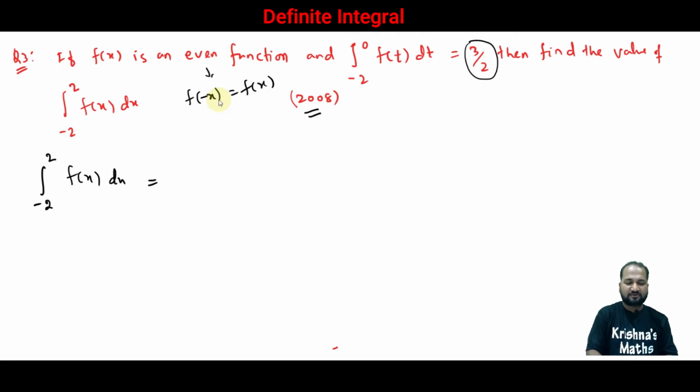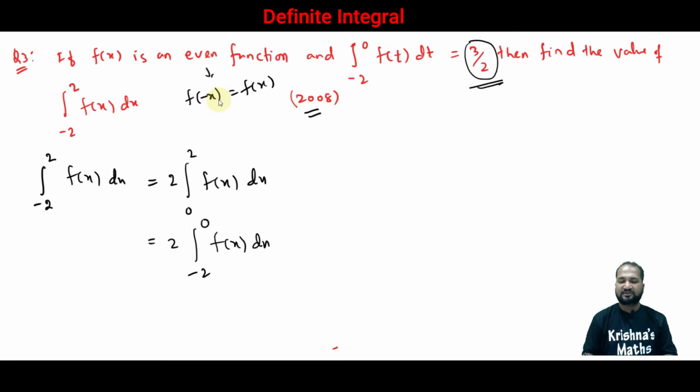Even function property, this is equal to 2 times integral 0 to 2 of f of x dx, and 2 times 0 to 2 is the same as minus 2 to 0 since it is an even function. This is f of x dx, and this is given as 3 by 2. Integration minus 2 to 0 f of t dt will be equal to 2 times minus 2 to 0 f of x, which can also be written as f of t dt.